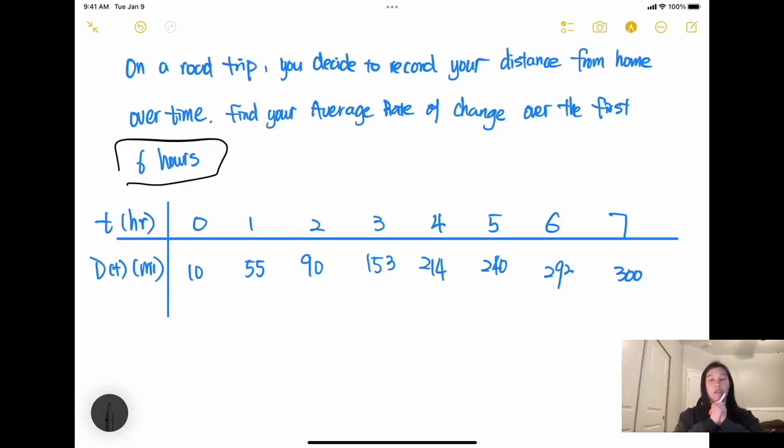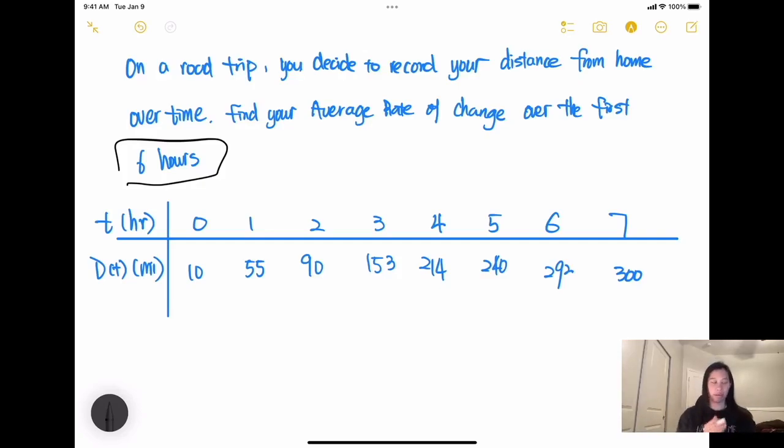So now let's take a look. What is the first 6 hours? That means from 0 hour to the 6 hours. Think about when you're driving. Sometimes you drive further away because you drive faster. Sometimes if you're driving in the city, you probably will drive less distance, right? So that means the speed at any given time would be different. So how do you find the average speed over the 6 hours?